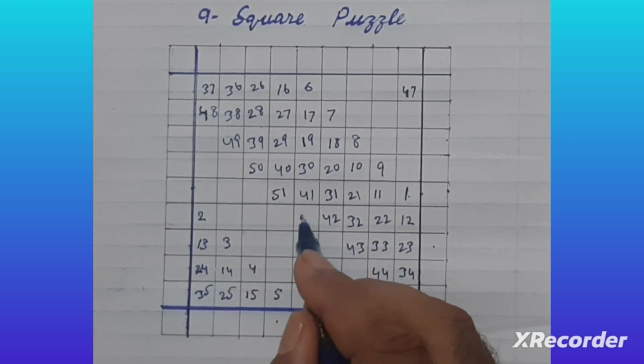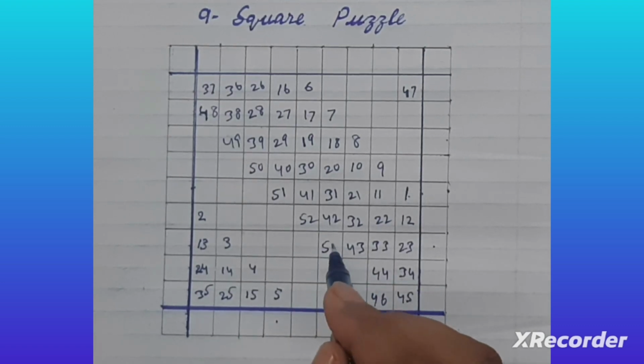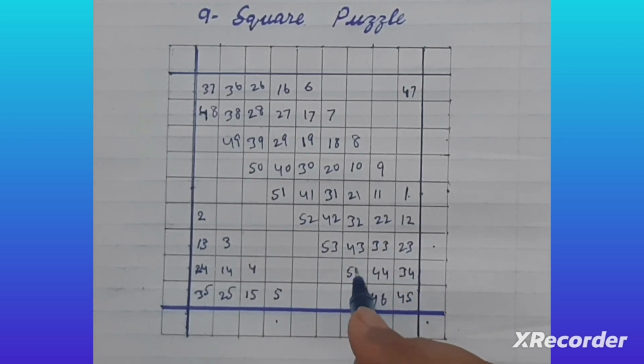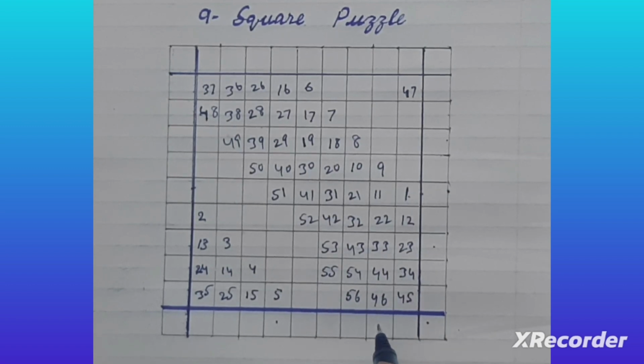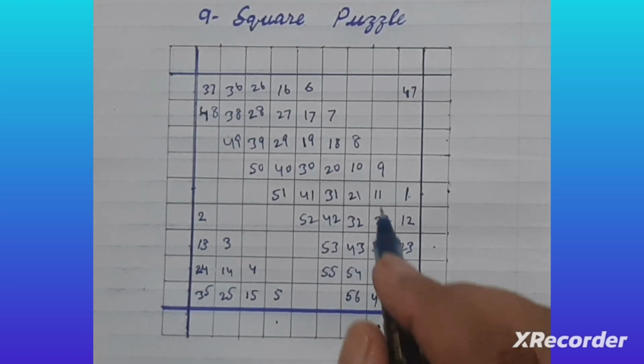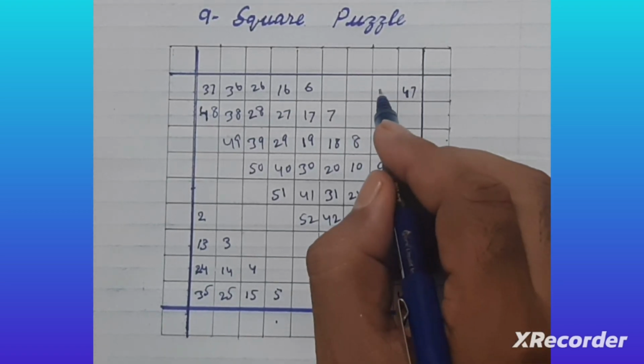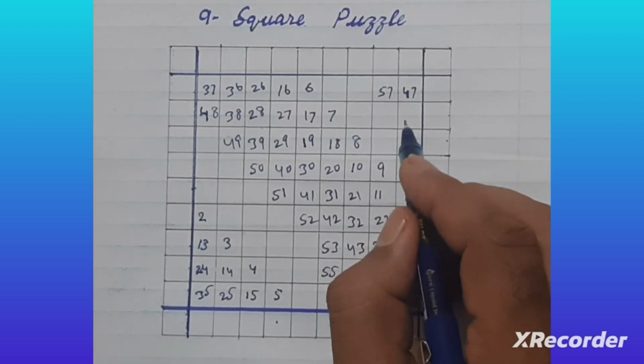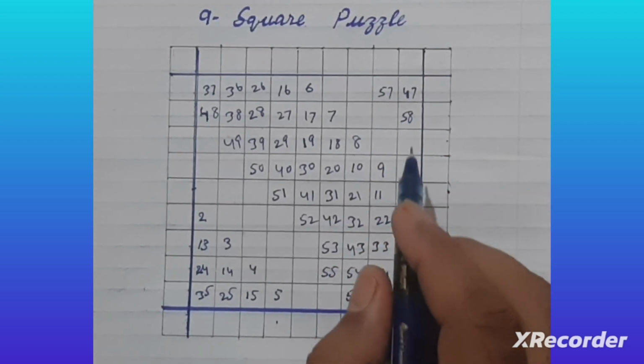51, 52, 53, and 54. 55 should be here, but it is already filled. We go back. 55 is here, and 56. After 56, the next movement comes here. This is out of the square, therefore we follow this column. At its beginning we write 57, and here we write 58.